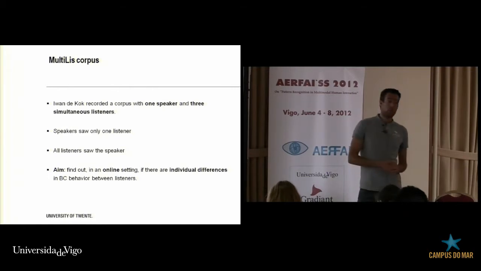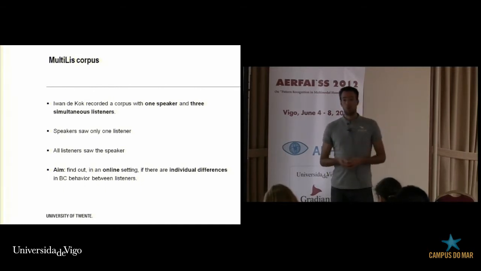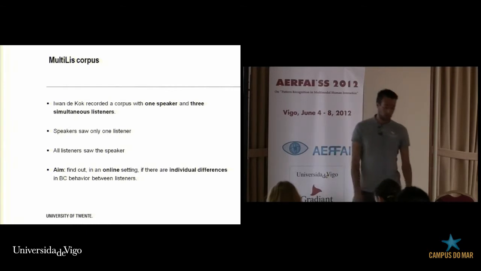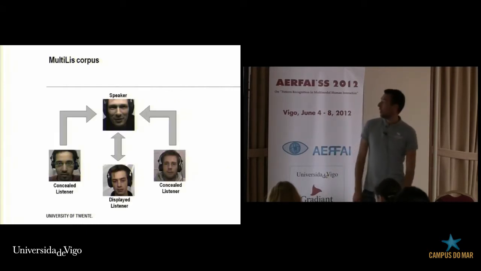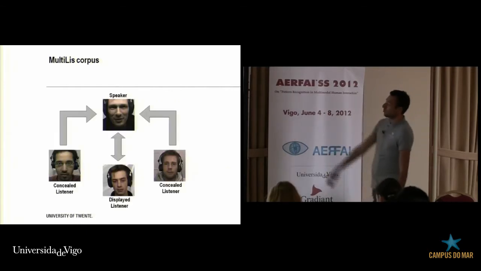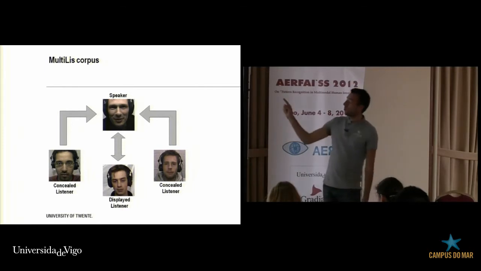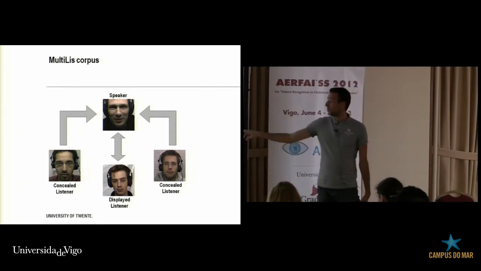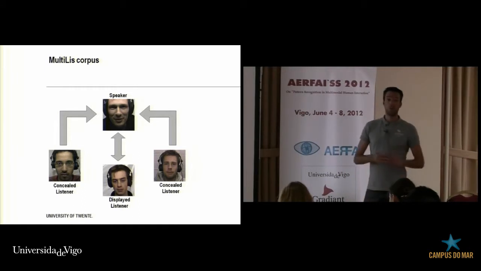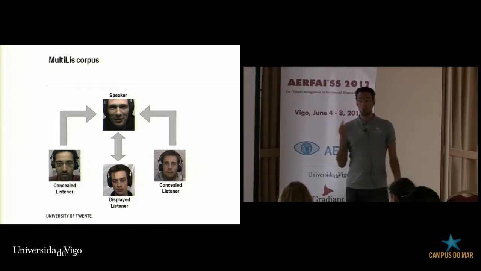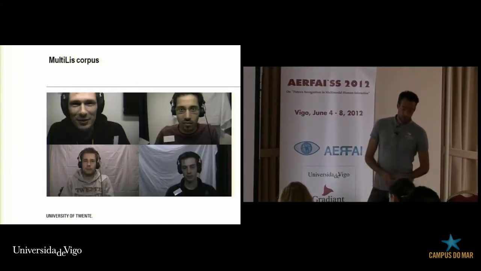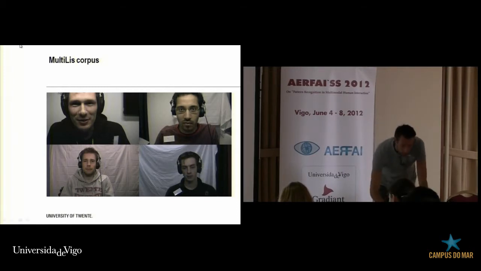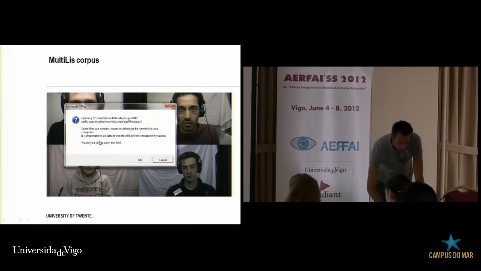The aim of the corpus was to find out, in an online setting, whether listeners would produce nods at the same time, or if there would be variability. So this is the idea. You see at the bottom 3 listeners, and 1 speaker, and the speaker only sees the middle listener. So they all think they are interacting with the speaker, but only 1 actually is. This is a small clip. It's in Dutch, so it's hilarious.